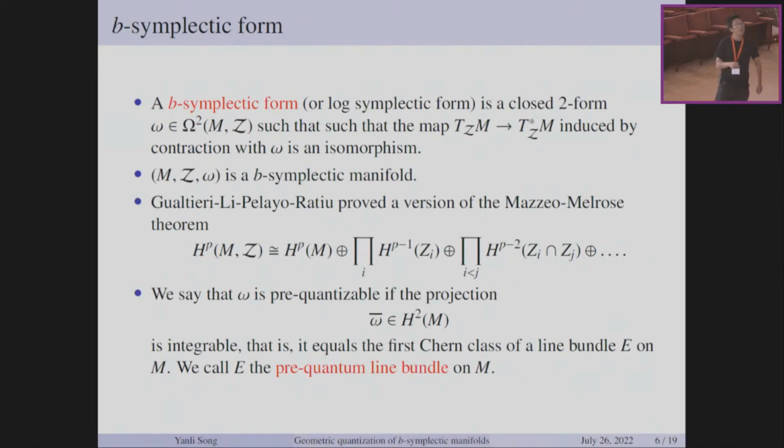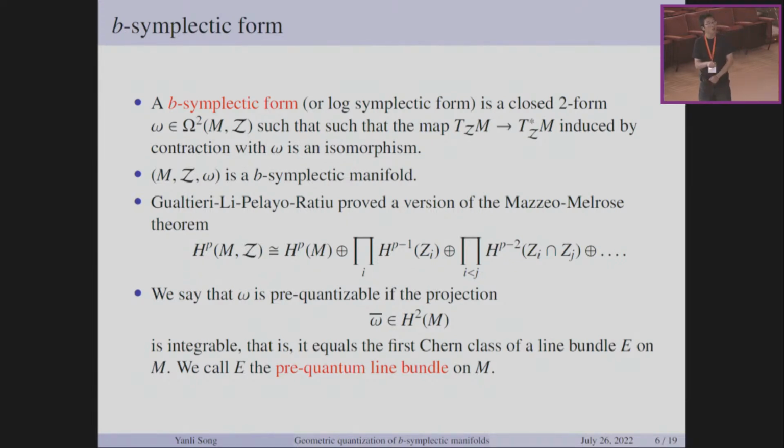Okay, so a b-symplectic form, or some people call it a log symplectic form, is a closed two-form. Symplectic form is closed. And what is non-degenerate in this case? Non-degenerate, we will just replace it by this condition. This two-form defines a map from the b-tangent bundle to the b-cotangent bundle by contraction. It is an isomorphism. Then this is the non-degenerate condition. So this is the symplectic form.